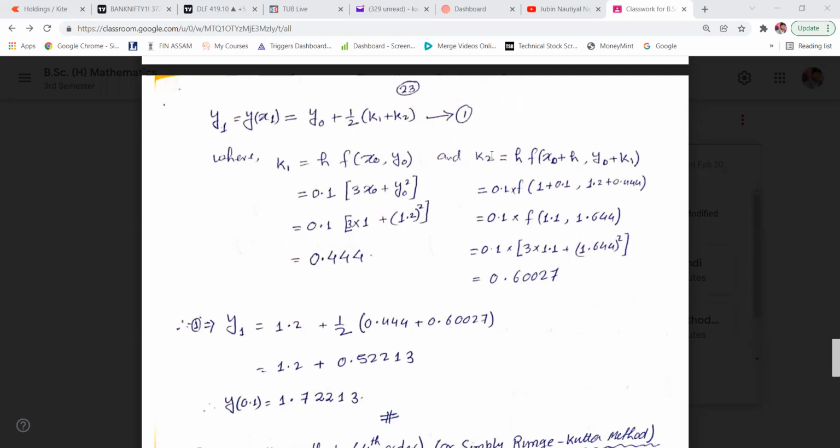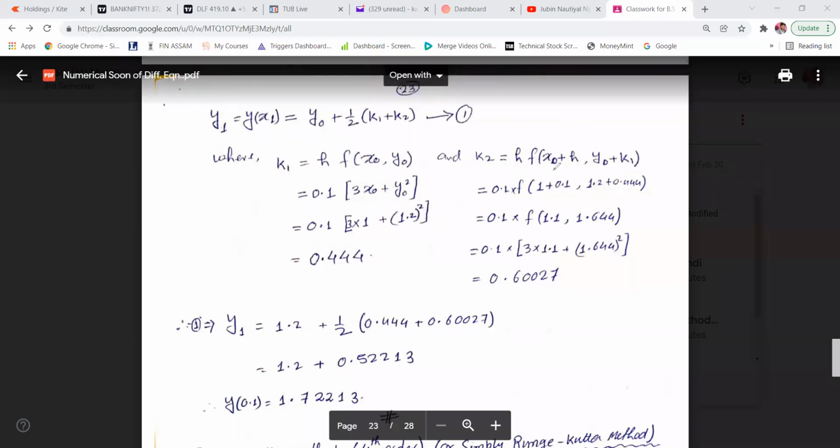Then similarly you find k2. K2 will be h f of x n plus h, y n plus k1. Here n is 0 because you are finding the first approximation. So it will be x naught plus h, comma y naught plus k1. So h value is 0.1.